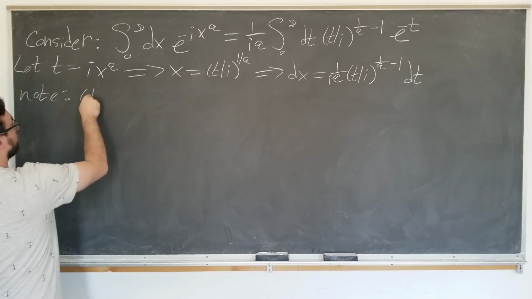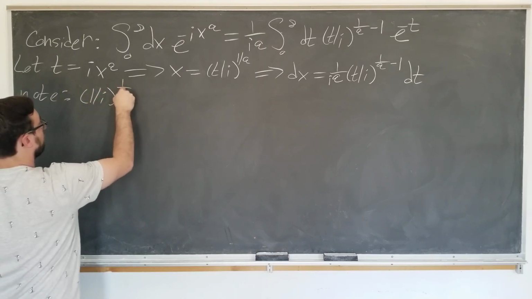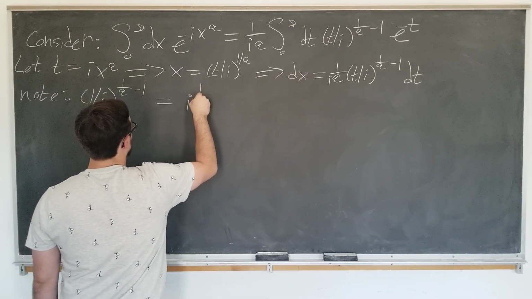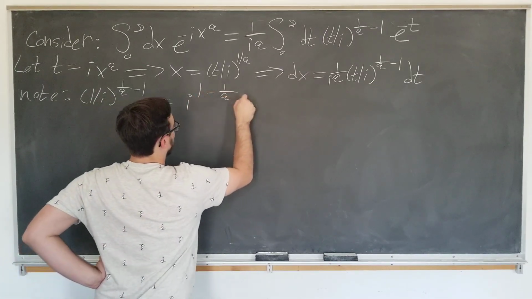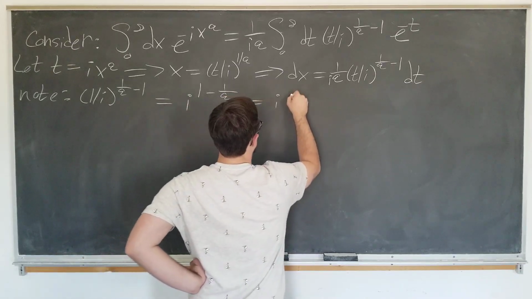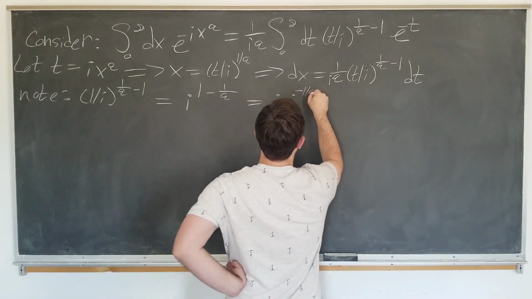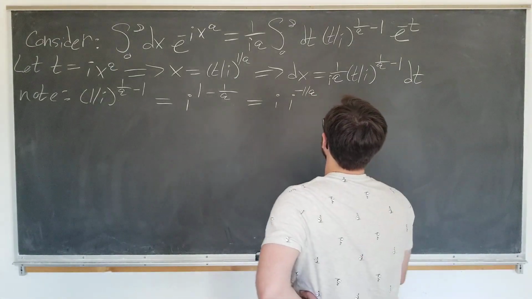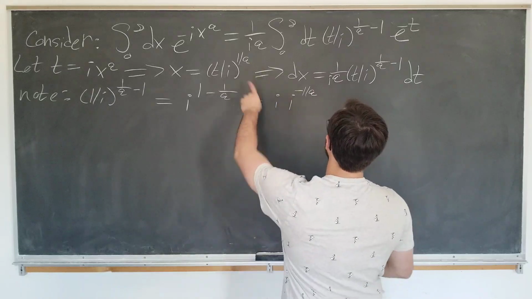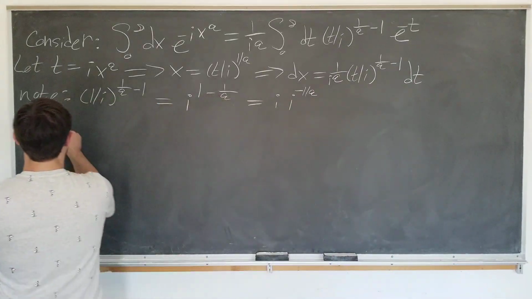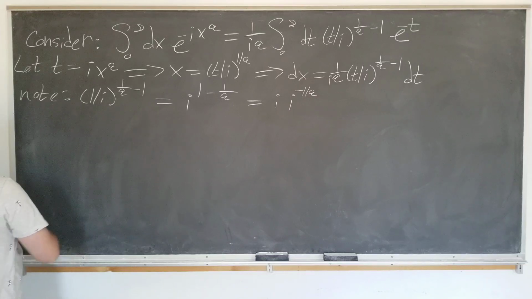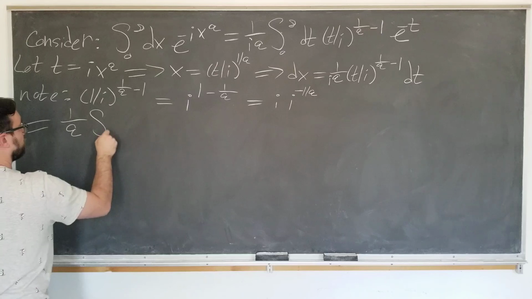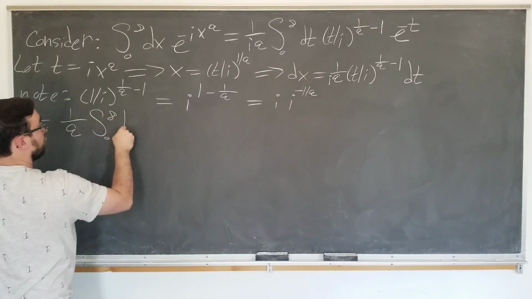And note that 1 over i to the 1 over a minus 1 power is the same thing as i to the 1 minus 1 over a power, which is i times i to the minus 1 over a. And we see that we get some i's canceling here. I'll write out another step for you. Okay, we get i's canceling, so it becomes 1 over a, which goes back to the integral from 0 to infinity, dt.